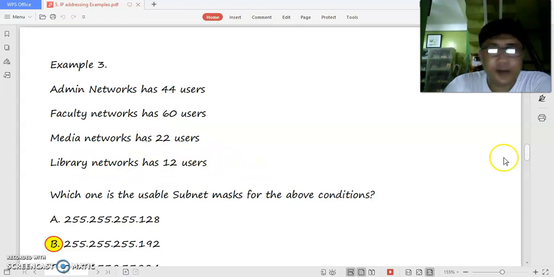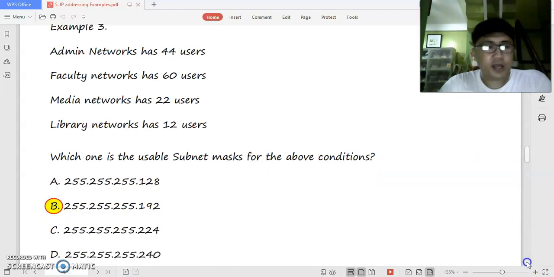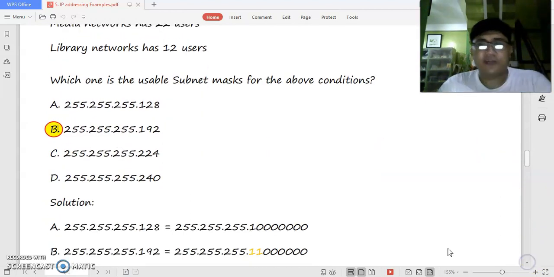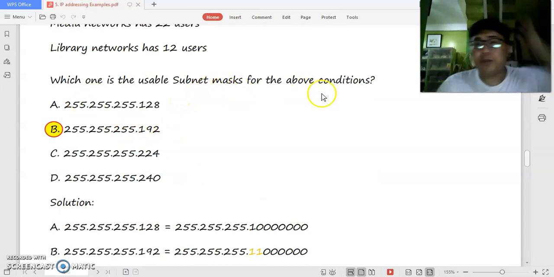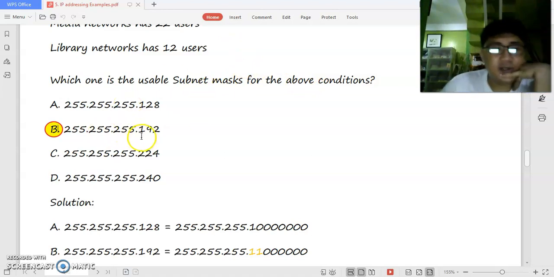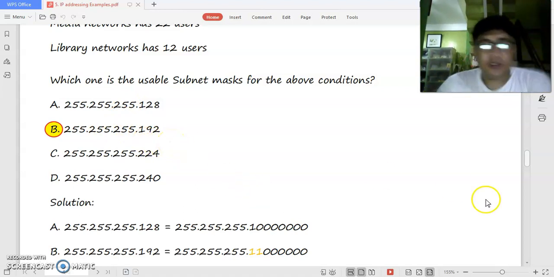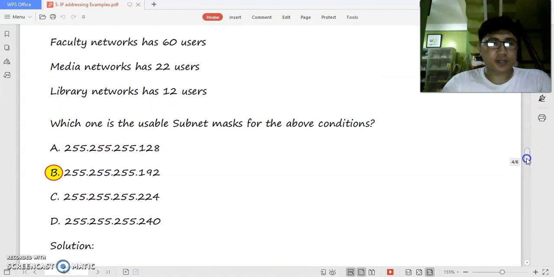So from here, I've answered it already. Which one is the usable subnet mask for the above condition? So for the above condition, which is the usable subnet mask? Actually, the answer is 192. Why? Let's try to solve.